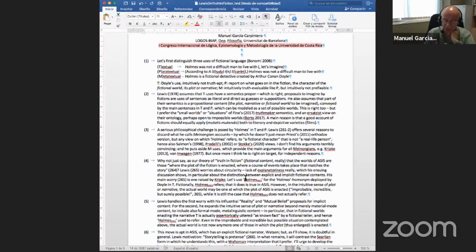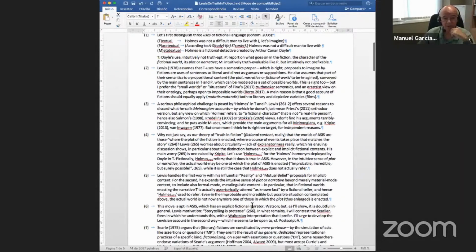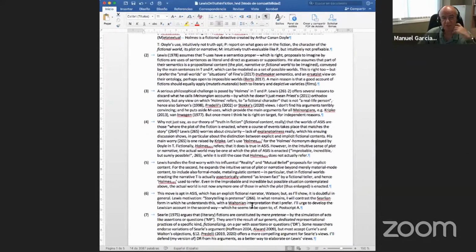But in any case, any of these views I think are much better than others, because they make contents abstract enough so that in principle, at least, a literary work and a film adaptation may have at least the same content. And I think that is very important and a plus for this sort of theories that Lewis was assuming.